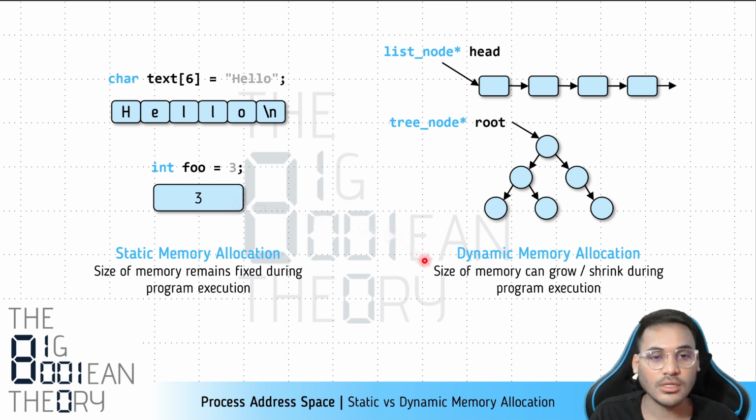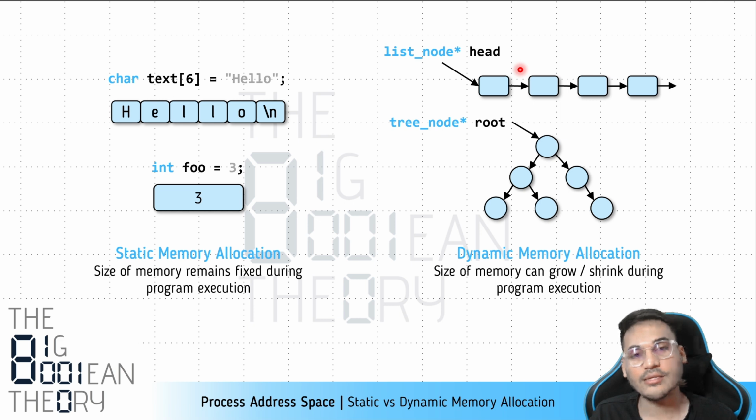And let's talk about dynamic memory allocation. So basically the property is reverse. The property of dynamic memory allocation is that the size of these data structures or variables can change. It can grow, it can shrink during the execution of the program, right? Some examples of dynamically allocated data structures, as you can see, are linked lists and trees, right?